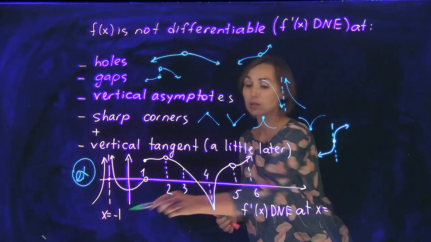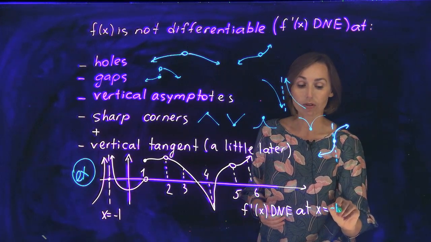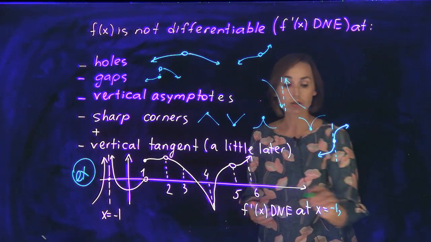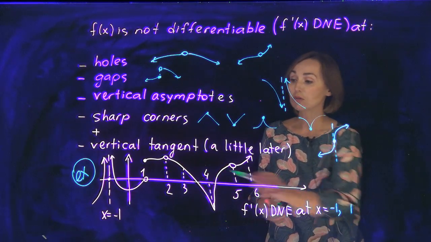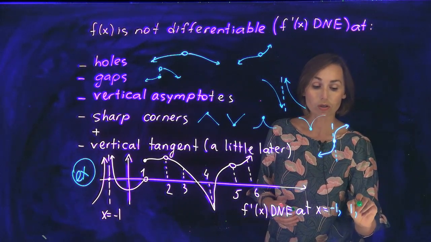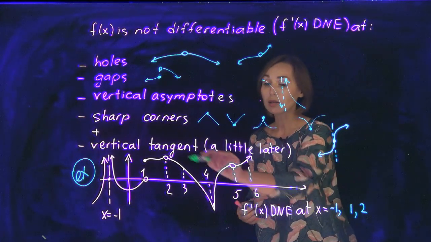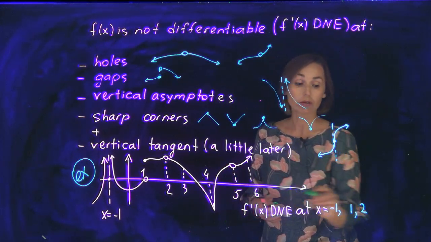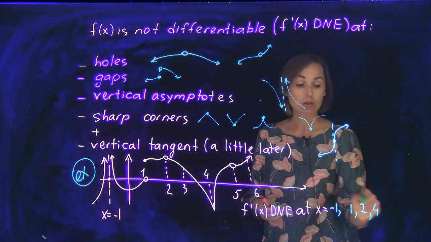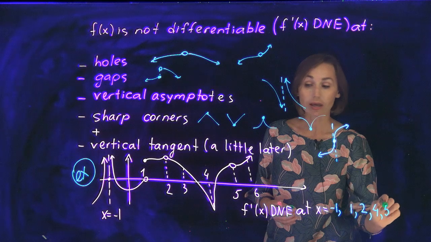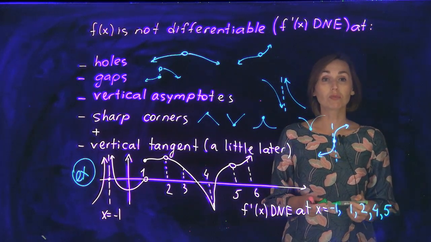The derivative does not exist at -1 because this is the vertical asymptote. The derivative does not exist at +1 because you have a gap here. The derivative does not exist at 2 because it is an excluded point. And the derivative does not exist also at 4 because it is sharp. And the derivative does not exist at 5 because again we have an excluded point.